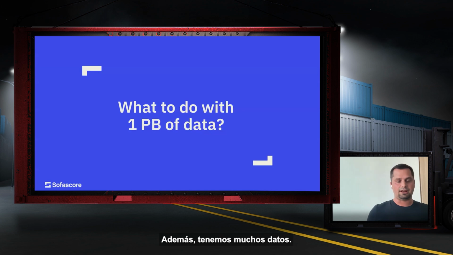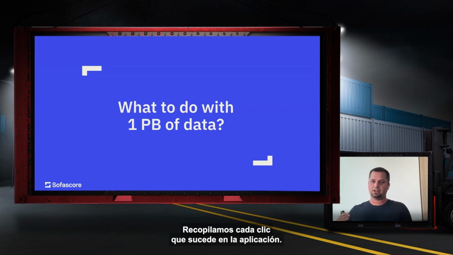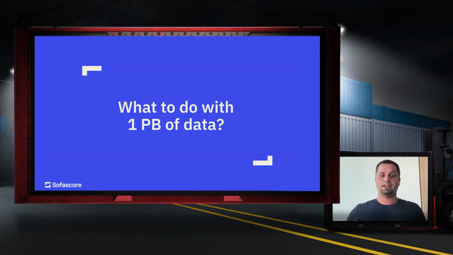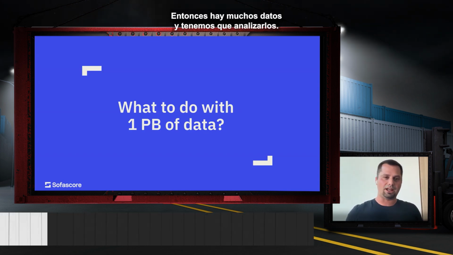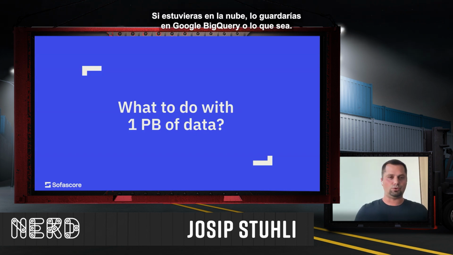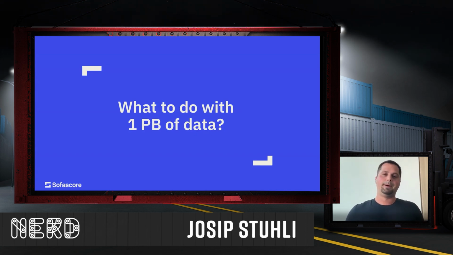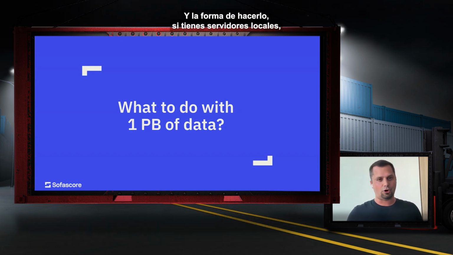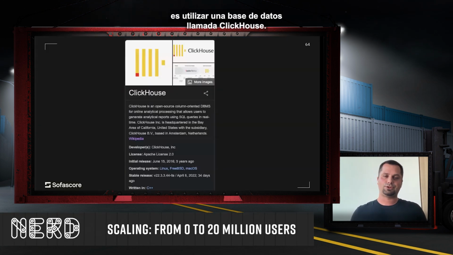Also, we have a lot of data. We collect every click that happens in the application. It's anonymized and it's sent to our servers. So there's a lot of data, and we have to analyze it. And we are not on the cloud. So if you were on the cloud, you would just save it to Google BigQuery or whatever. But we have to do it ourselves. And the way to do this, if you have on-prem servers, is to use a database called ClickHouse.